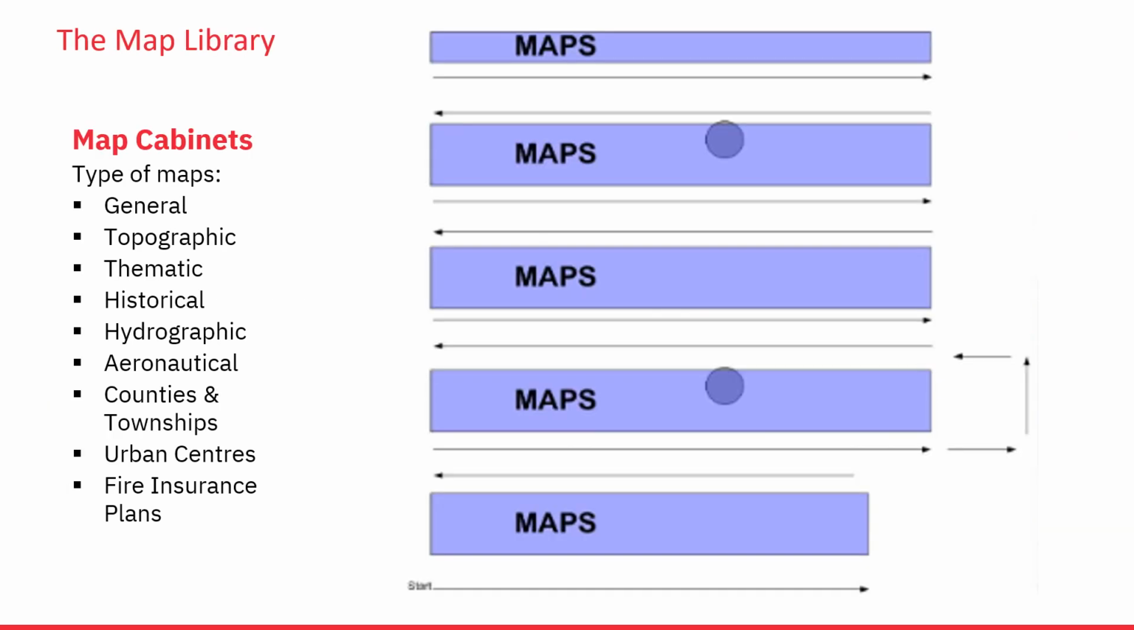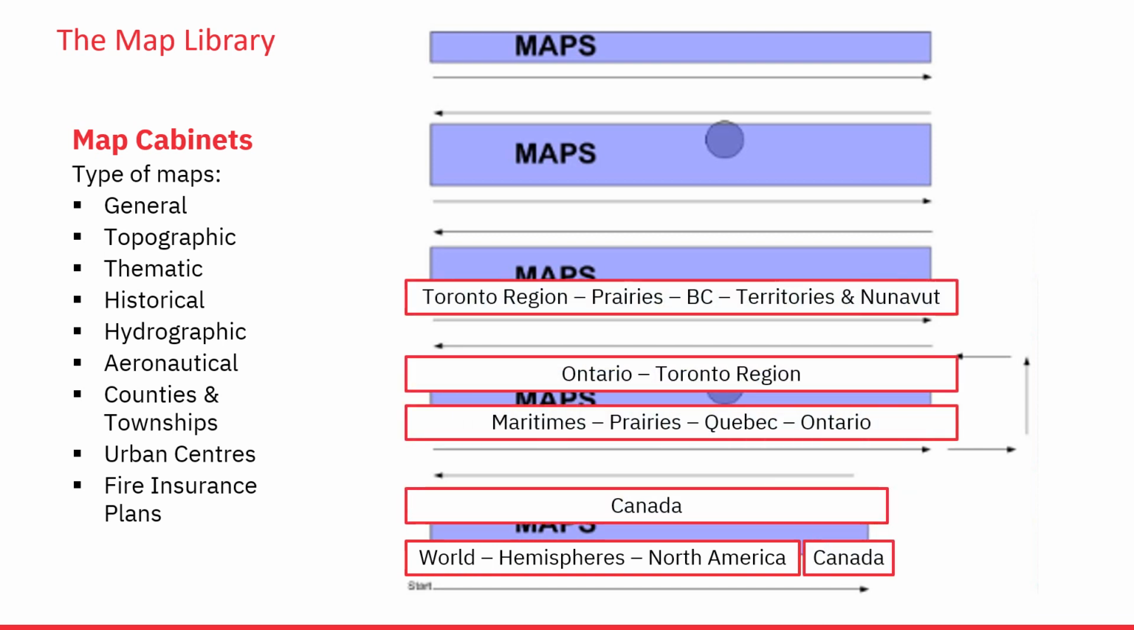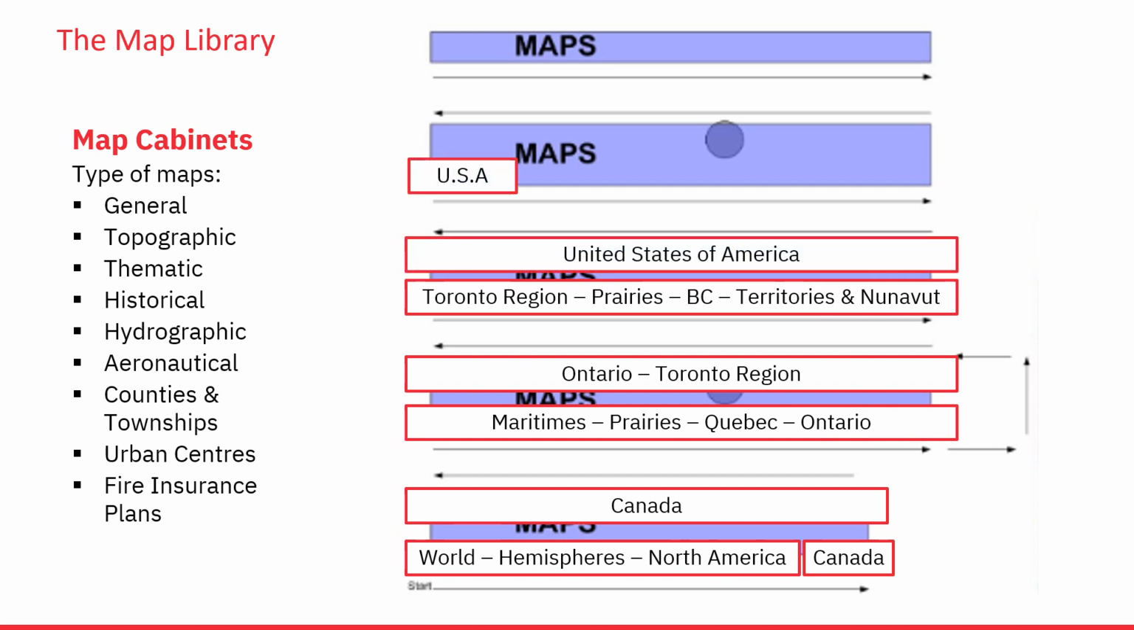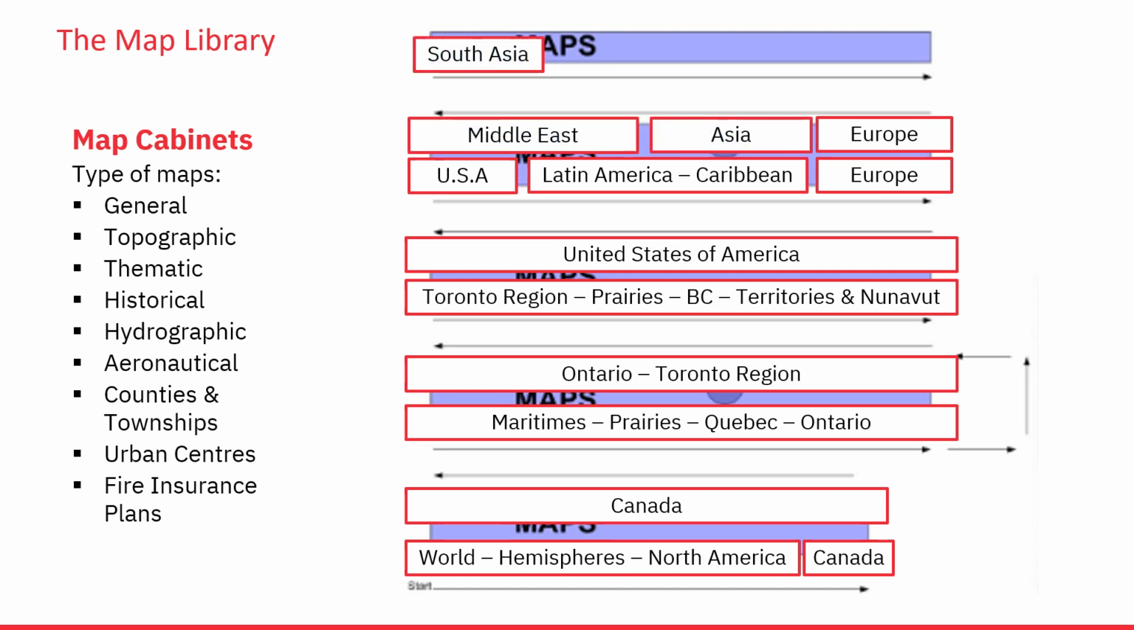The map cabinets are arranged by geographic region and are ordered in a zigzag-type configuration, beginning at the entrance of the library with world maps, then moving to general Canadian maps, regional and provincial maps, the United States of America, Latin America and the Caribbean, Europe, Asia, the Middle East and Southeast Asia, Africa, Oceania, and then finally, fire insurance plans.